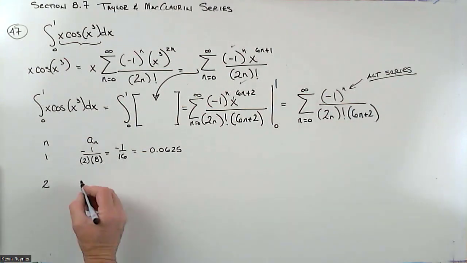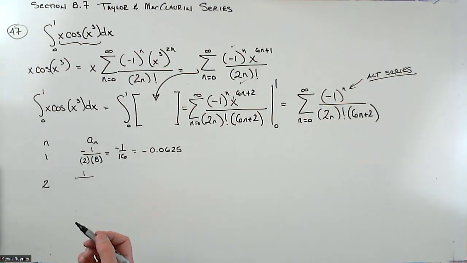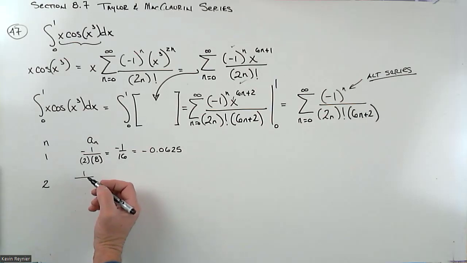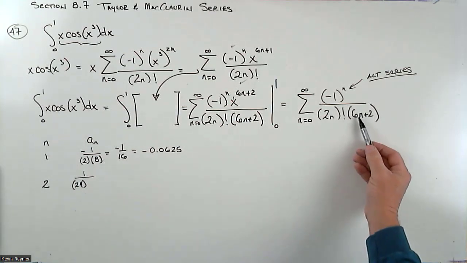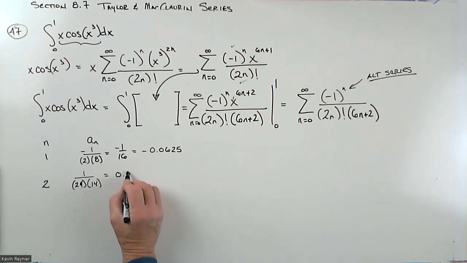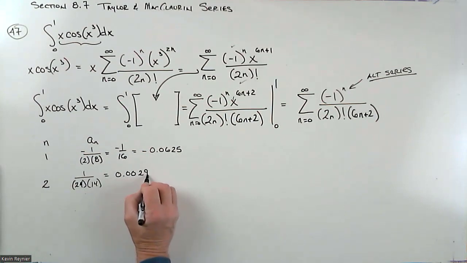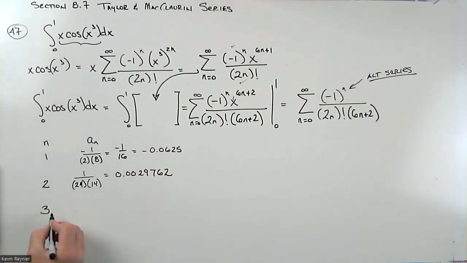So that's going to be 1 on top. We have 4 factorial. 4 factorial is 4 times 3 times 2, that's 24. And then n is 2. So this is 6 times 2 is 12 plus 2, that's 14. So we get 1 divided by 12 divided by 14. And that comes out to be 0.0029762. That's not less than 0.01. So, but it's getting close. So this is probably 3 is going to be the winner, right?